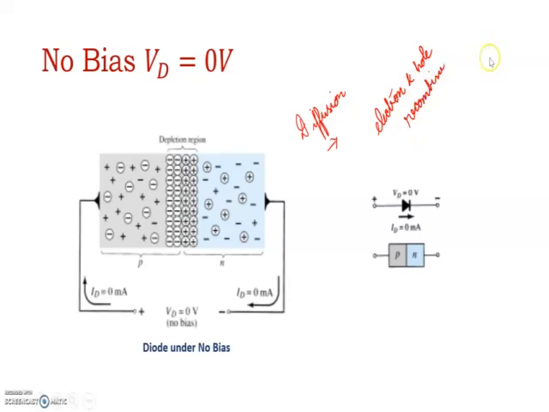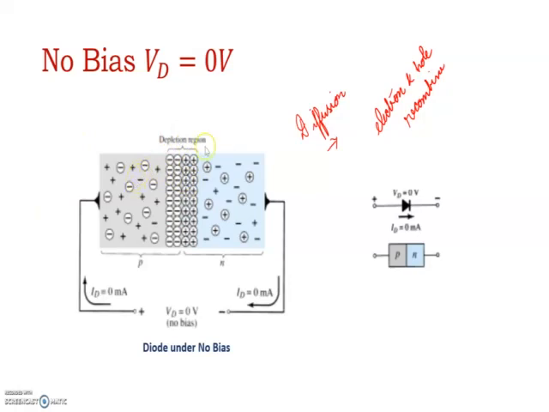We know electron is negatively charged, hole is positively charged. So in the recombination, the charge value gets lost. Okay, so that region is called depletion region. This is the depletion region.